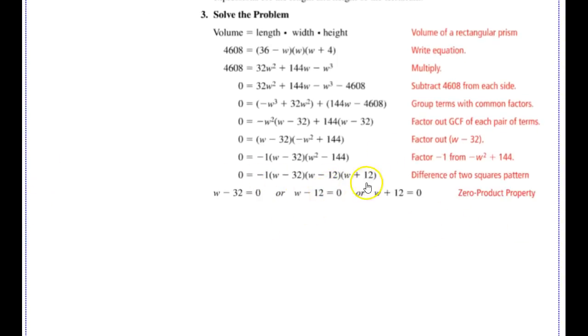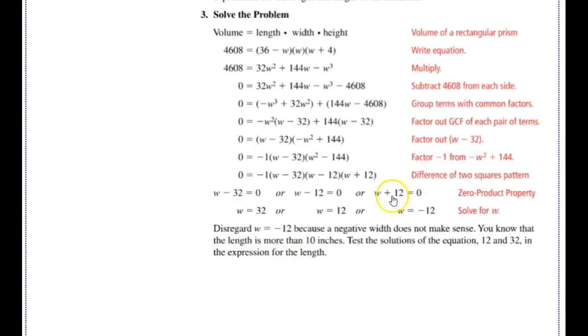So now that I'm totally factored, I set everything equal to 0. So my W minus 32 equals 0, W minus 12 equals 0, and W plus 12 equals 0. So then I use my zero product property and I solve for my W. So W is 32 or 12 or negative 12. So I know that it's not going to be this negative 12, right? Because I'm talking about lengths of sides and I cannot have a negative length. So I can go ahead and get rid of this automatically.